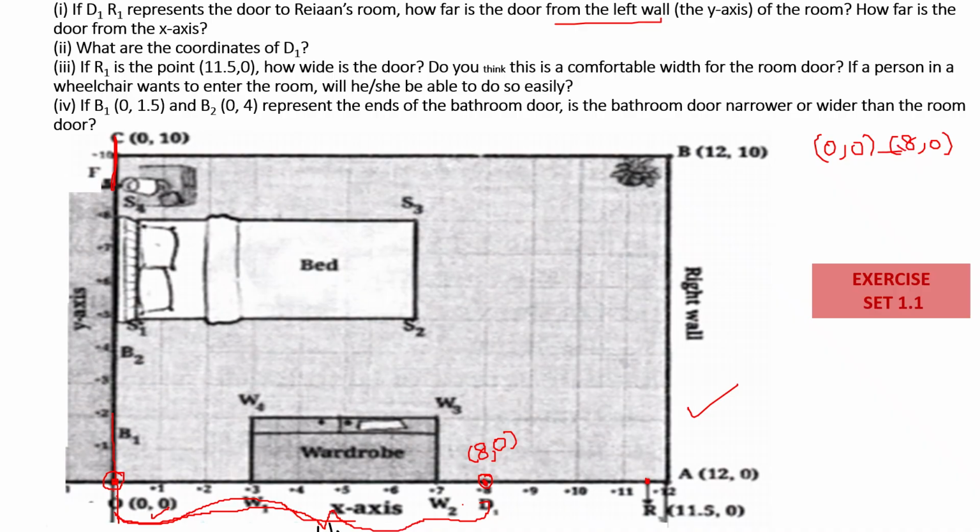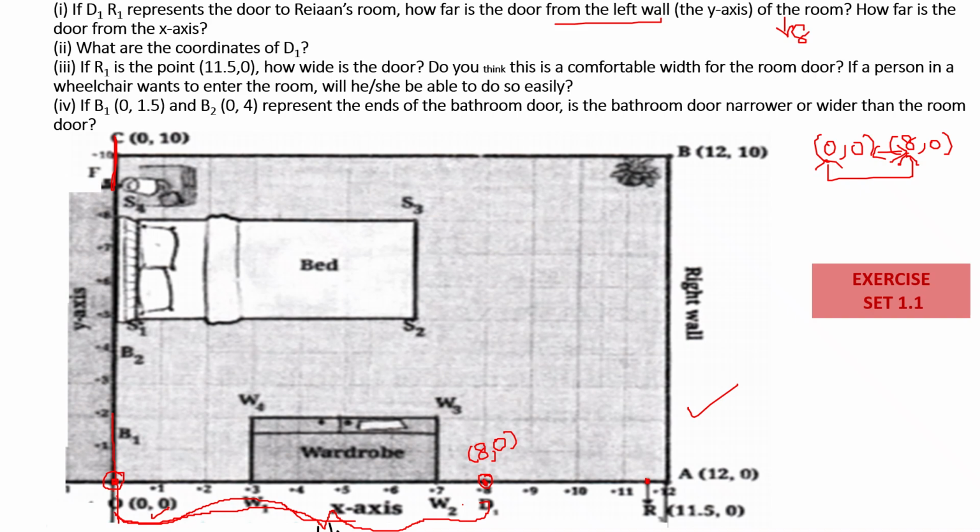So what is the distance between 0 comma 0 and 8 comma 0? The distance is a horizontal distance, so we are going to compare the x values, so 0 and 8. If you subtract 0 from 8, you will be getting the value as 8. So what is the answer for this? 8.